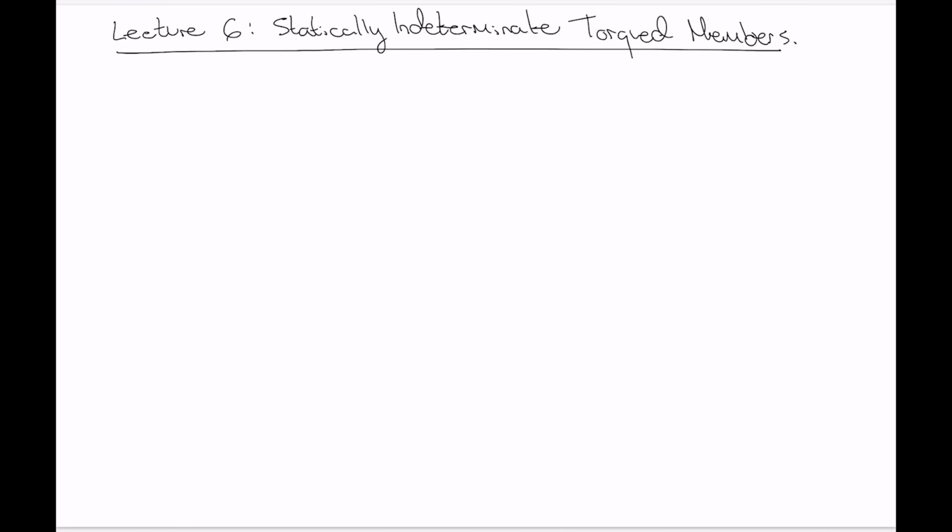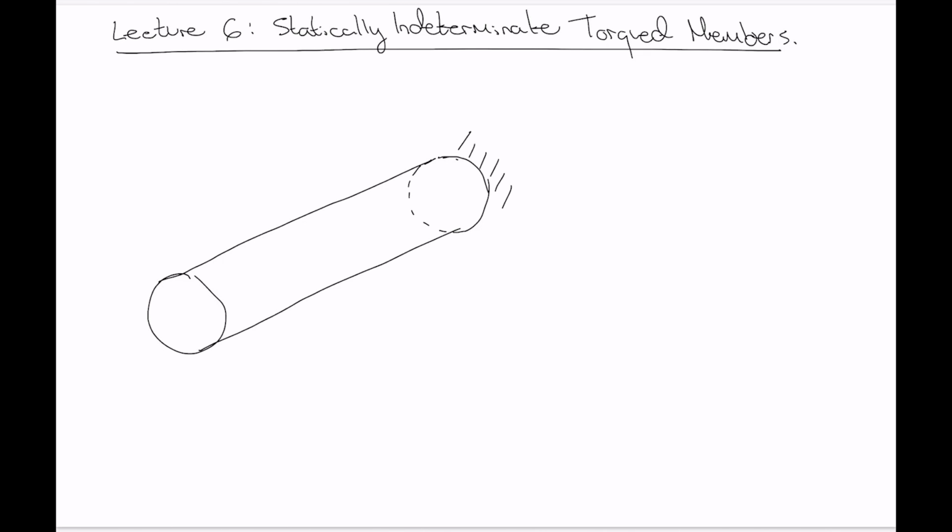seeing as you already have a little bit of a grounding in compatibility criteria and dealing with things that are statically indeterminate. So let's look at the example of a rod. Here's one end and here's the other end. This end's fixed to a wall, and so is this end. Both ends are fixed, and we've got an applied torque T here. This end is A, and this end is B.